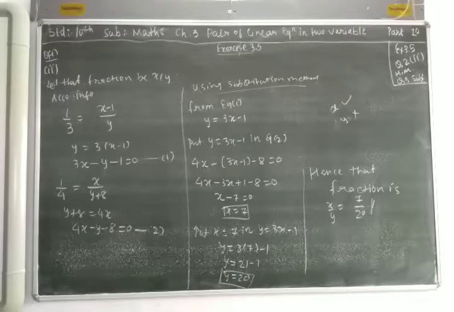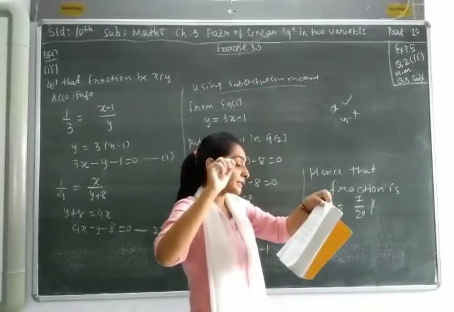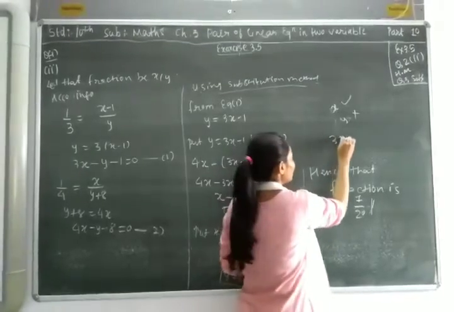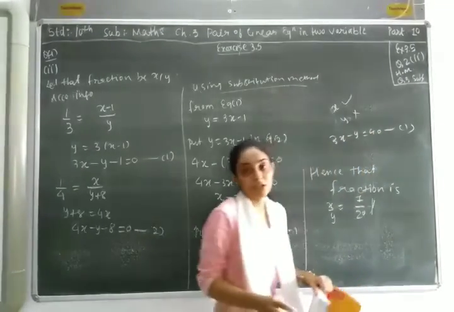The question says he scored 40 marks. 3 marks for each right answer means 3x minus y equals 40. It became my first equation.